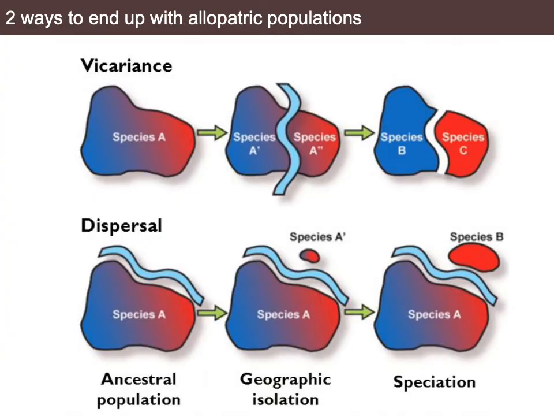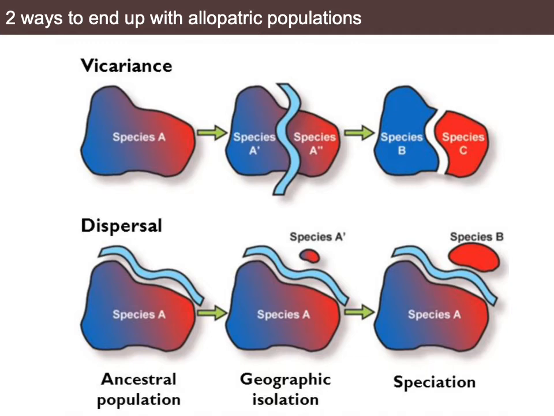Now, I alluded to this a few slides ago, but I want to make clear to you that there are two ways you can end up with allopatric populations. Two populations of the same species that live in different areas. And that physical isolation then allows them to evolve independently and become different species. The two mechanisms are vicariance and dispersal.